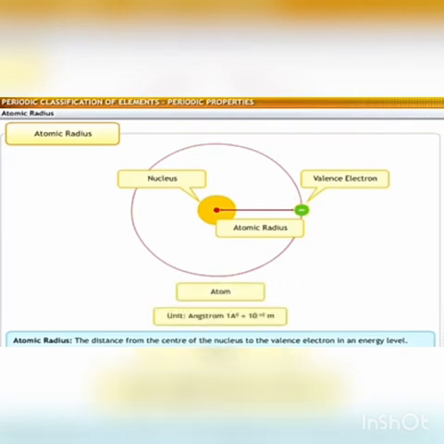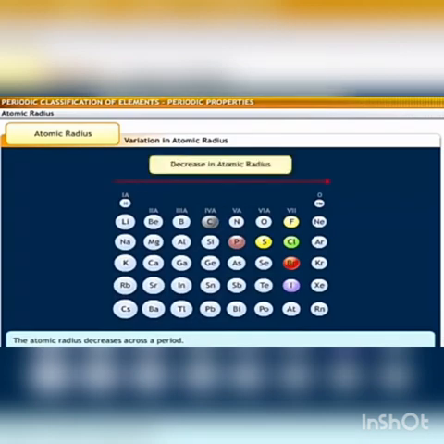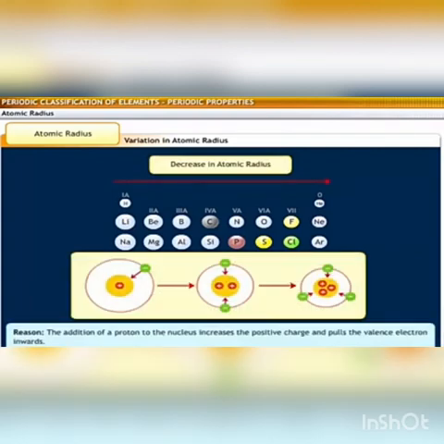Atomic radius is expressed in angstrom units. 1 angstrom equals 10 to the power minus 10 meters. Let us now analyze the variation in atomic radius. Atomic radius decreases across a period. This happens due to the addition of a proton to the nucleus, which increases the positive charge. This pulls the valence electron inwards, resulting in a decrease in the atomic radius.